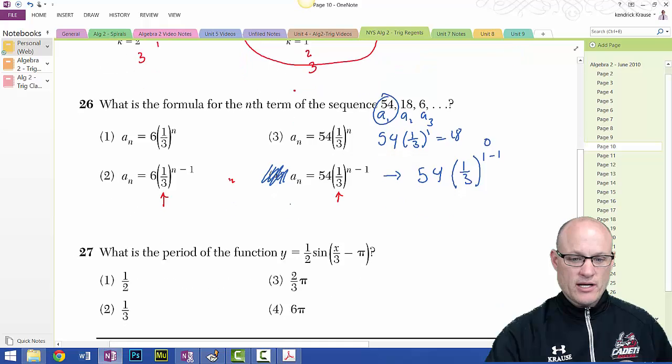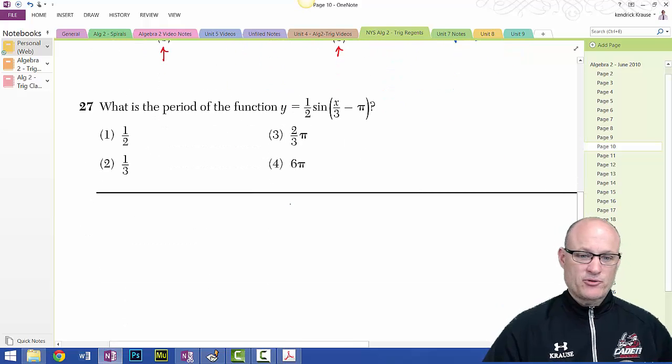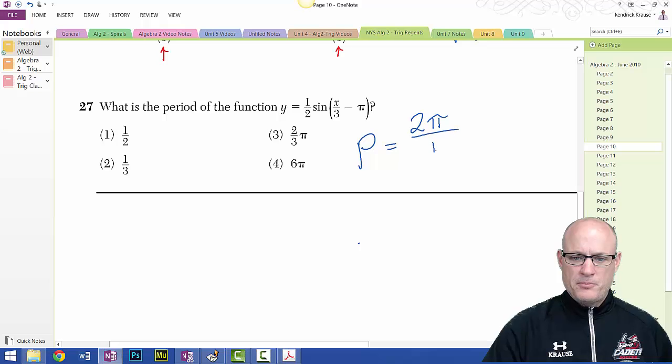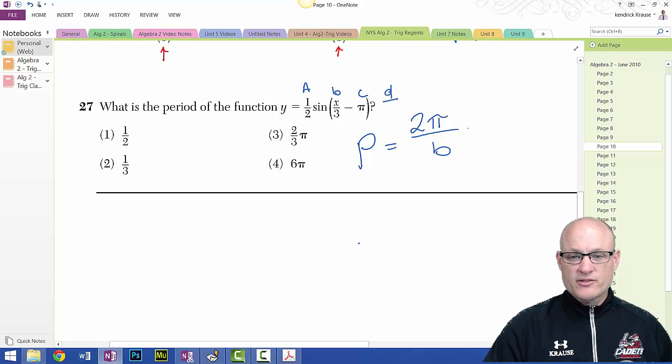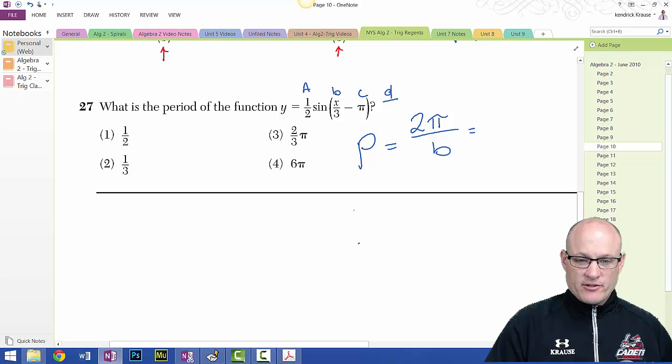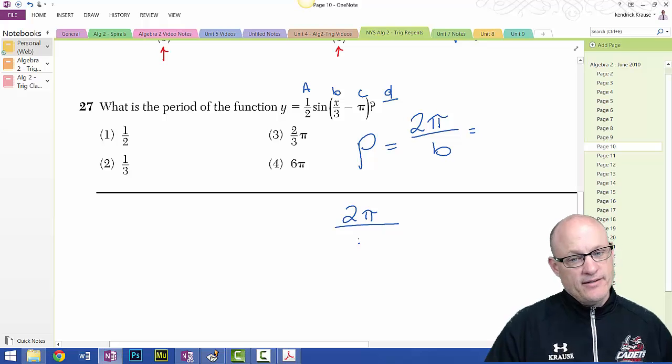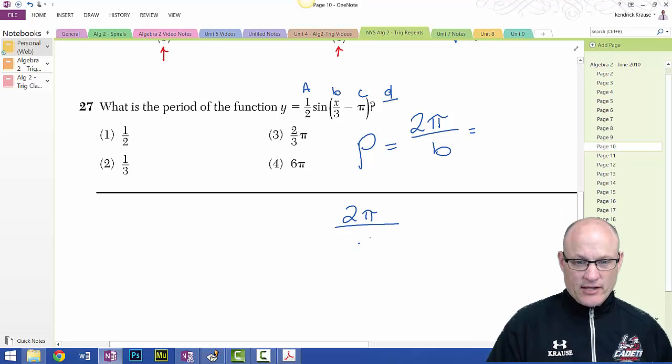Choice 4. And finally, the last multiple choice question. Oh, and we end with an easy one. Well, sort of an easy one. You have to remember that period is defined as 2 pi over b. This is A, this is B, this is C, and D is over here, but it's missing. So in this case, it's 2 pi over, now, man, these guys were not nice to you guys.